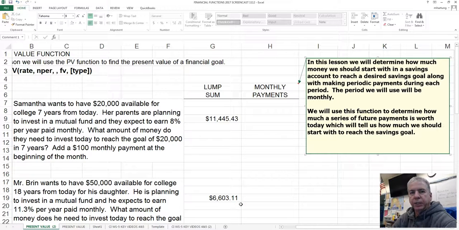Welcome back to video 2, Excel Financial Functions, where we have been looking at the present value function and determining how much money we need to start with today in order to reach a desired financial goal in the future, or how much money we want to have in our savings account. At the conclusion of video 1 in Financial Functions, you should have ended up with these values.